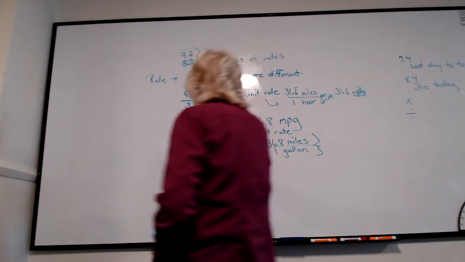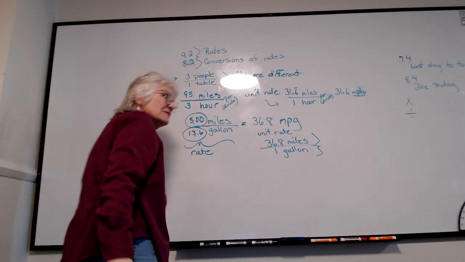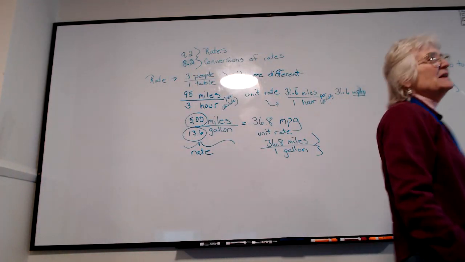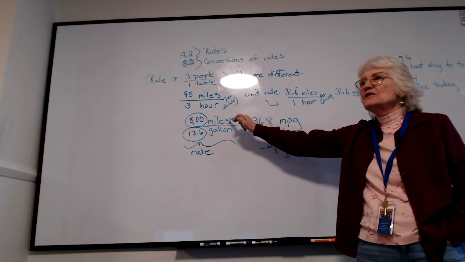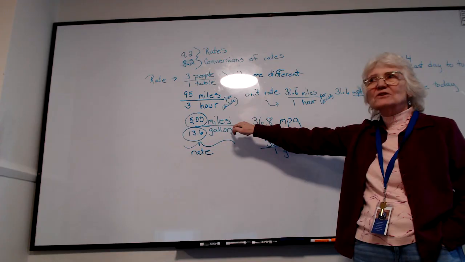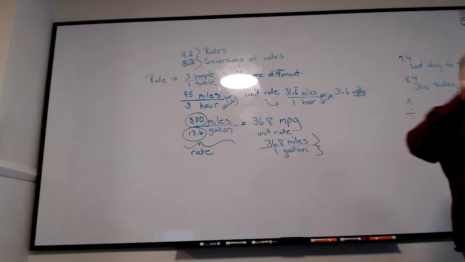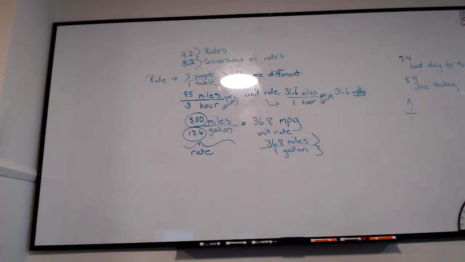This is a rate, but it's not a unit rate. It's a rate because you have two different units. I have miles and gallons. Those are not the same types of units. A ratio is when you have the same units. So when you're talking ratios, you have the same units in there. Otherwise, they're rates. So that's really what rates are. That's what unit rates are.